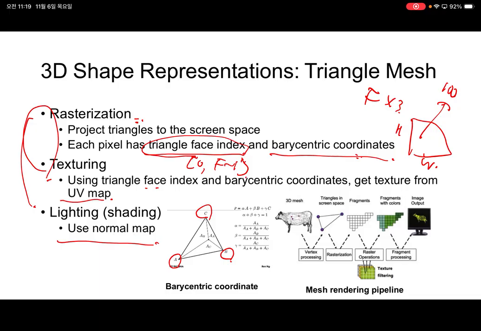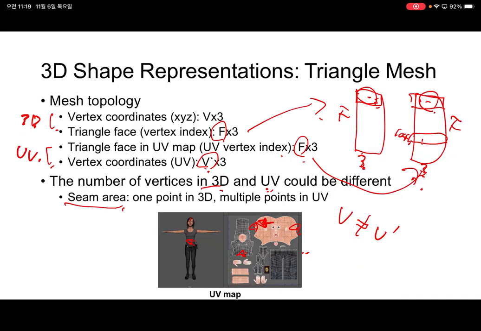This might be a little bit confusing, but you need to understand the relationship between XYZ 3D and UV. I think you can revisit this slide. We have 3D stuff in XYZ space, and at the same time we have something in UV space, and this F is the same. So we can make this a connection between 3D and UV.